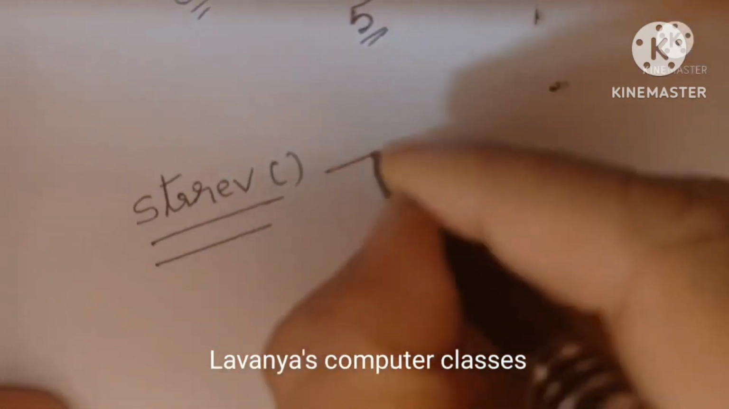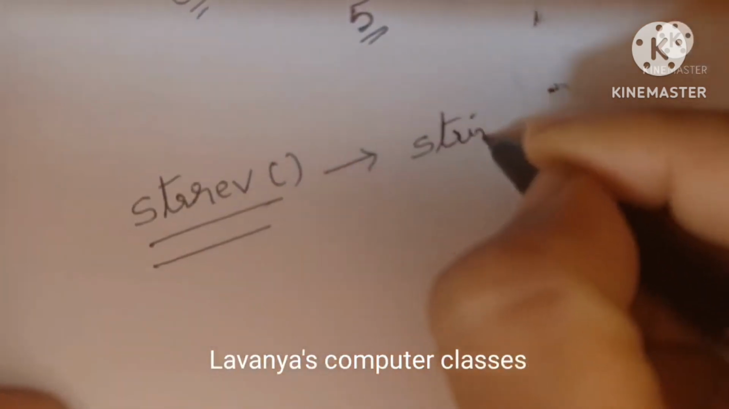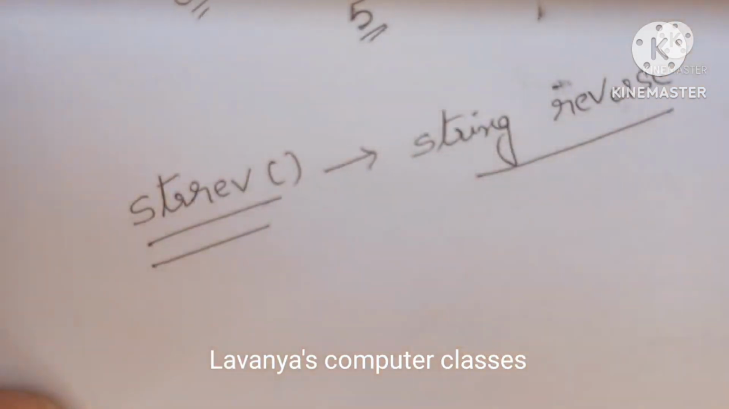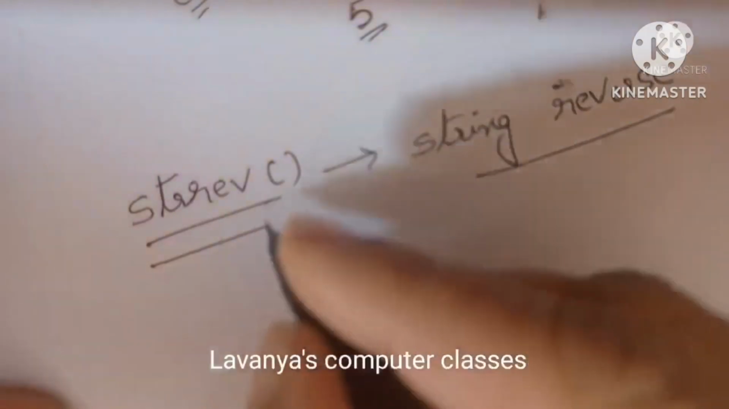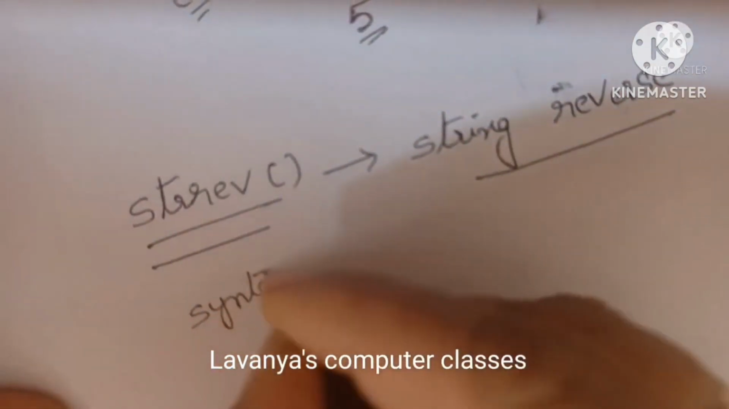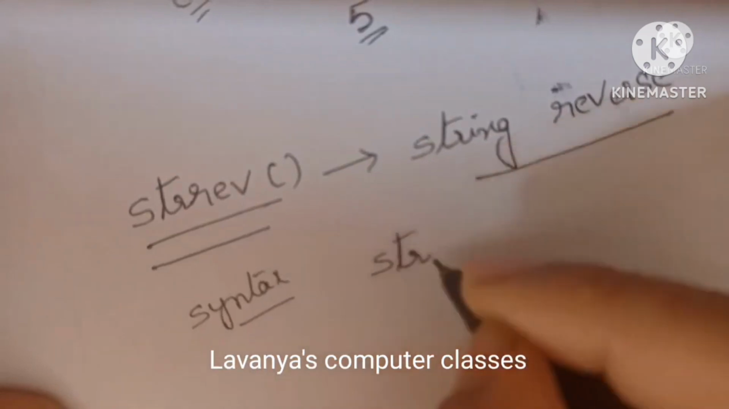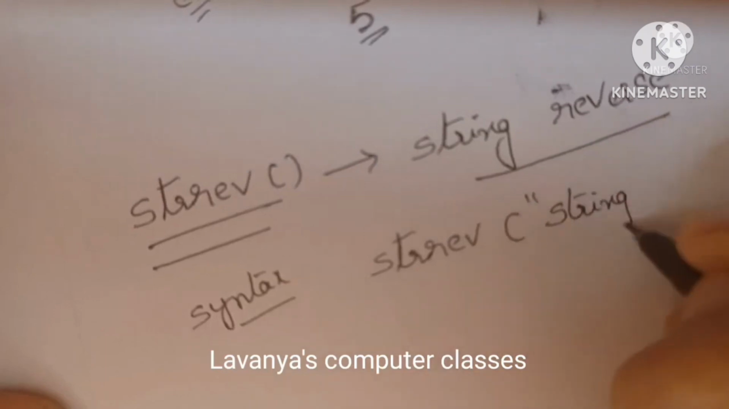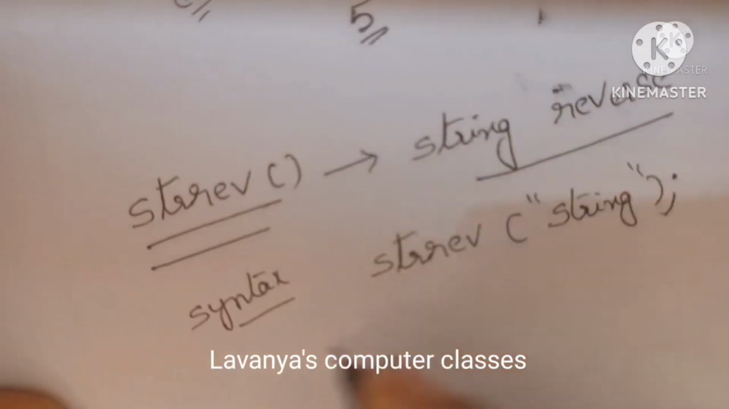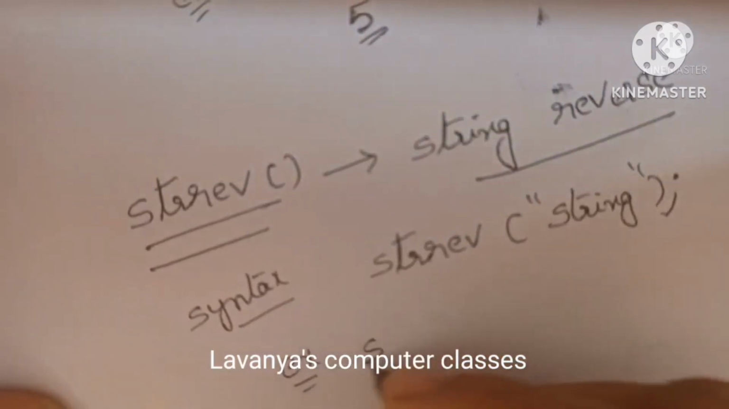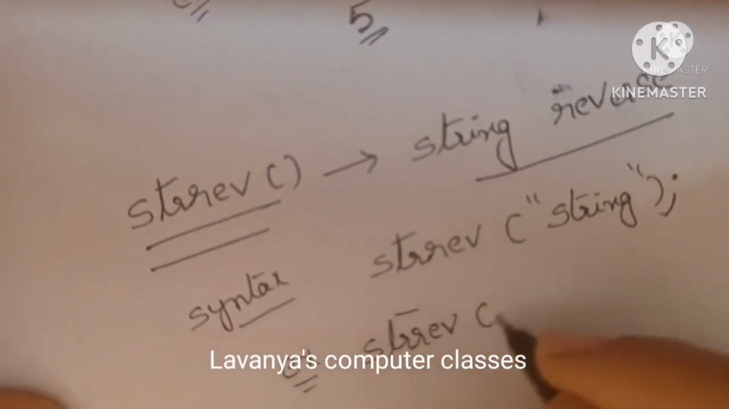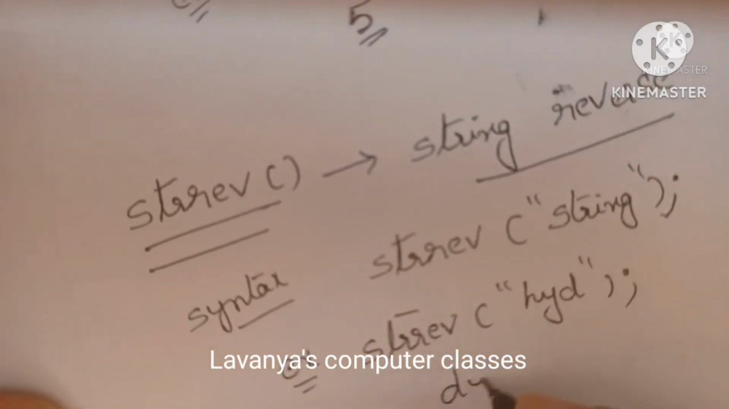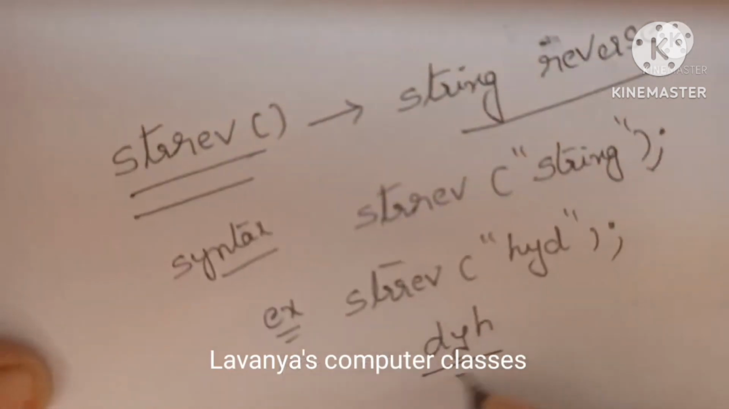The second function, strrev. Str for string, rev for reverse. This is used to find the reverse of a string. Syntax is strrev. Similarly, if you want to give direct values, keep them in double quotations. Example is strrev within double quotations HYD. HYD means Hyderabad.